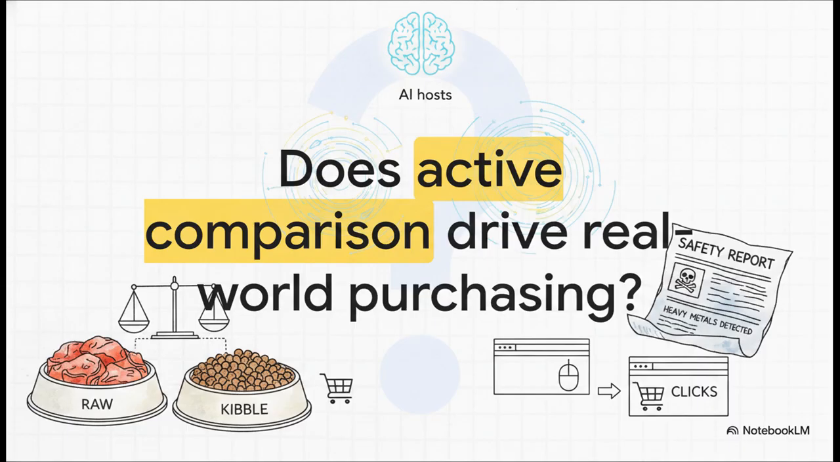But we do want to leave you with a profound final thought today. A question that was actually generated by the AI hosts themselves during one of those deep dive loops. They asked, does active comparison, like weighing raw versus kibble, drive more real-world purchasing behavior than passively reading an alarming safety report? It's a fantastic question, isn't it? It really forces us to reconsider what genuinely drives consumer action over what merely generates clicks. It's definitely something to ponder the next time you're scanning your own data.